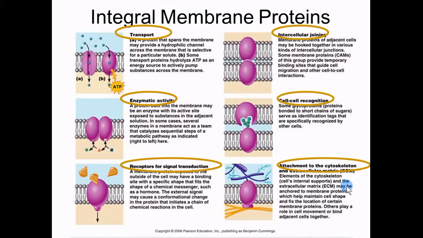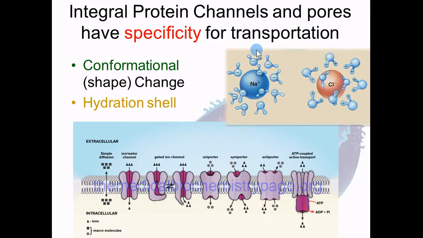Right? Here are some of the main purposes of integral proteins. So transporting, work as enzymes, receptors, attaching the cytoskeleton, cell recognition, so one cell bumping into another, and then intercellular joining, locking together. These are circled in yellow, which means that these are something you want to know for future reference too, but I'm not going to spend a ton of time right now going through them. Just the pieces you need to know, I'll talk about.